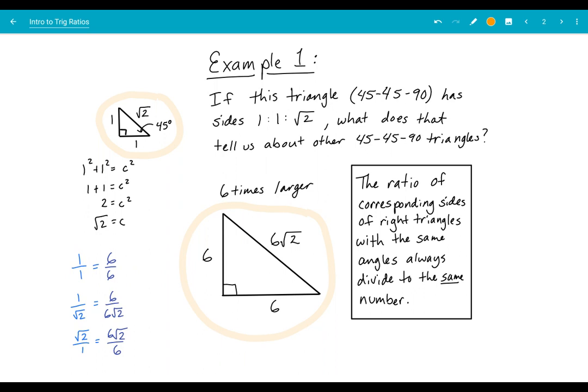So this concept, this idea that similar right triangles will create the same value when we divide, created a whole branch of mathematics called trigonometry. And it's based on this idea that the ratio of corresponding sides of right triangles with the same angles always divide to the same number.